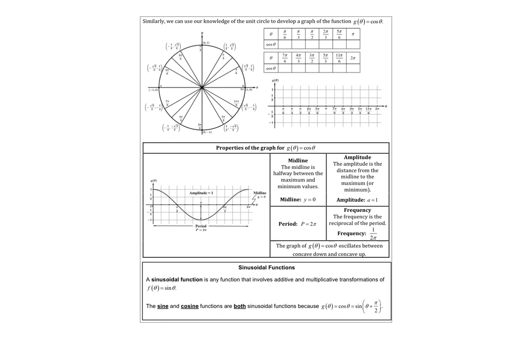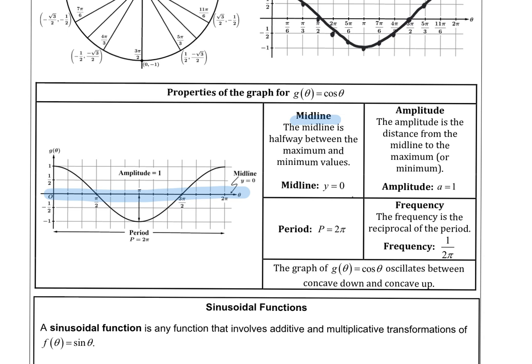As you can see, the midline is still the middle point between the maximum and the minimum. You can see the amplitude for the parent graph of the cosine function is still 1. The distance between the maximum and the midline, or the minimum and the midline, is still amplitude equals 1. The period is still 2 pi, because it takes one complete cycle of the cosine function to reach 2 pi before we start repeating that pattern. The frequency is still 1 over 2 pi.